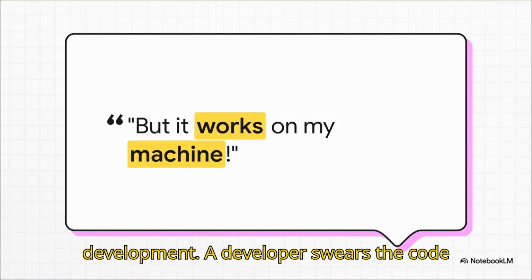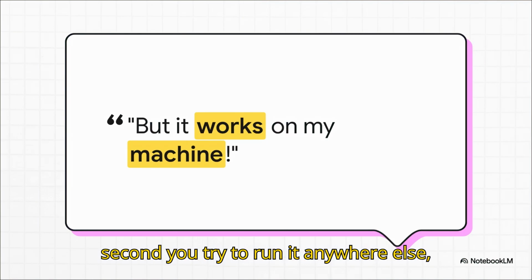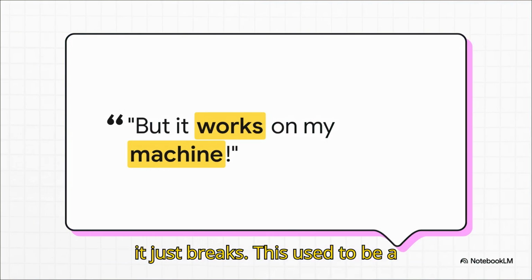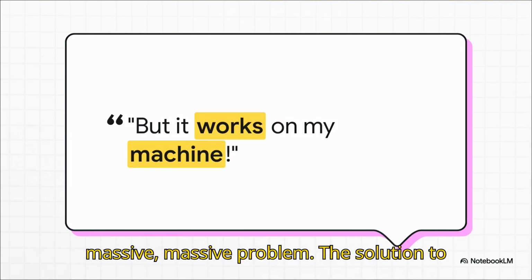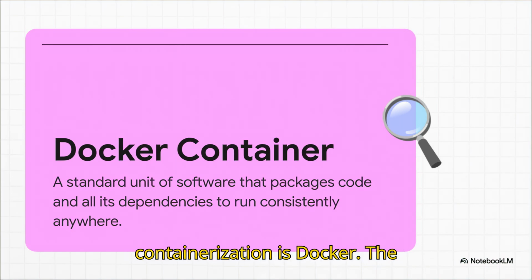A developer swears the code works perfectly on their laptop, but the second you try to run it anywhere else, it just breaks. This used to be a massive, massive problem. The solution to that headache is something called containerization, and the king of containerization is Docker.